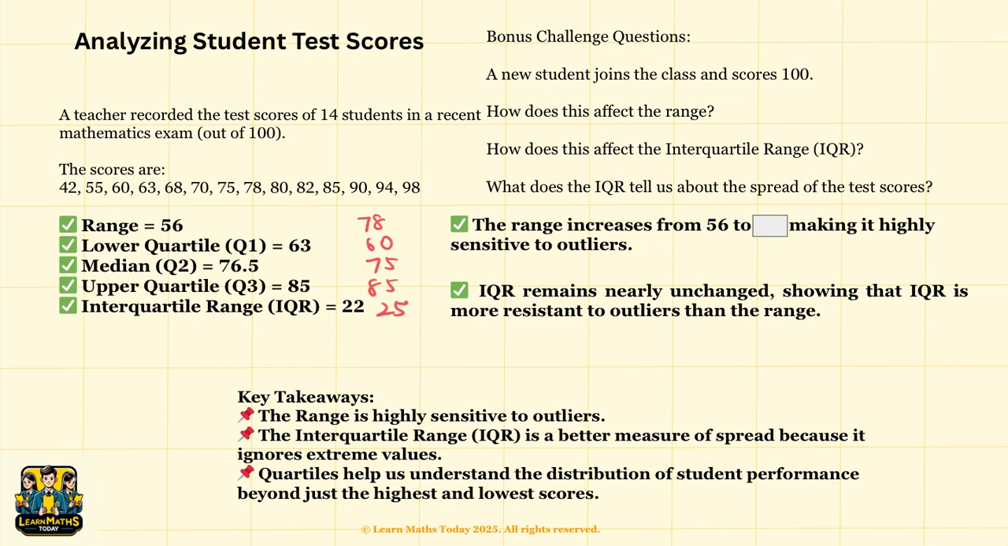As you can see, the range increased from 56 to 78, making it highly sensitive to outliers. On the other hand, the interquartile range remains almost the same, from 22 to 25, showing the interquartile range is more resistant to outliers than the range. Therefore, the interquartile range is a better measure of spread because it ignores extreme values, and quartiles help us understand the distribution of student performance beyond just the highest and lowest scores.